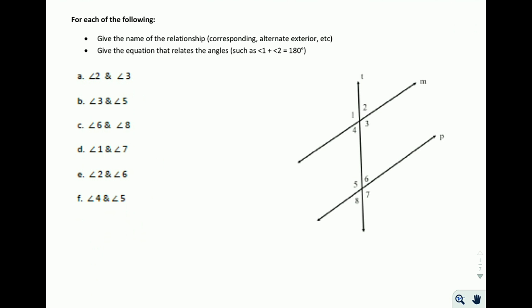So first one, we're given angle 2 and angle 3 here. These two angles together are 180 degrees. Together they form a straight line. Whenever two angles are adjacent and form a straight line together, they are called a linear pair. So first one is a linear pair, and we would say angle 2 plus angle 3 equals 180 degrees.